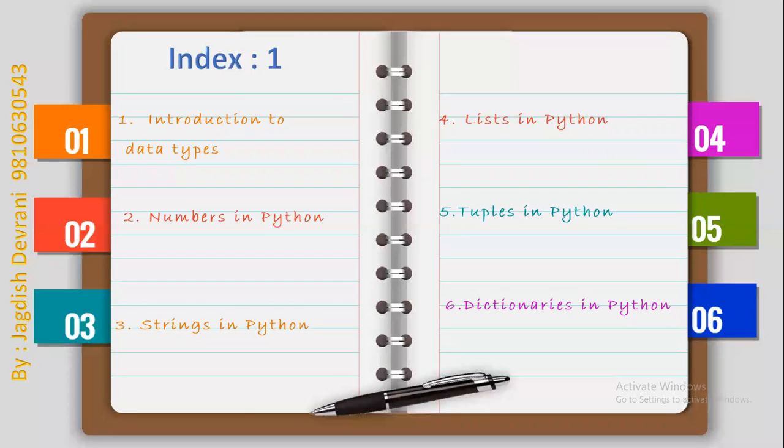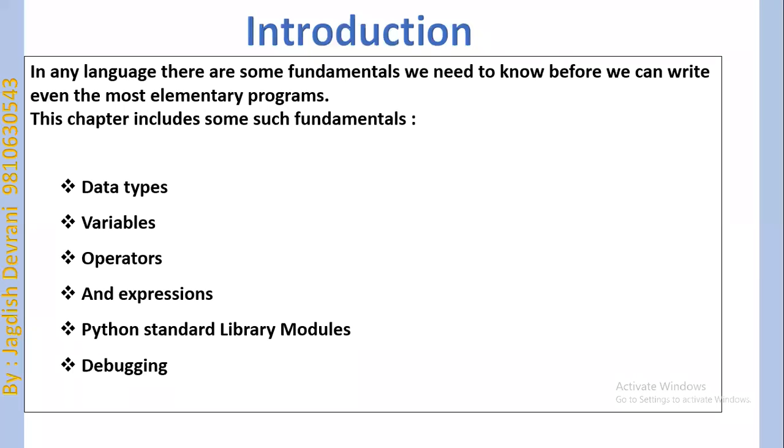Though we have got different chapters based on the string, list, tuples, and dictionaries, in this particular chapter we'll be talking briefly about these data types, right? How you store information in these data types, and how information in these data types looks like, right? In any language, there are some fundamentals we need to know before we can write even the most elementary programs. So this chapter includes some such fundamentals like data types, variables, operators, expressions, Python standard library modules, and debugging.